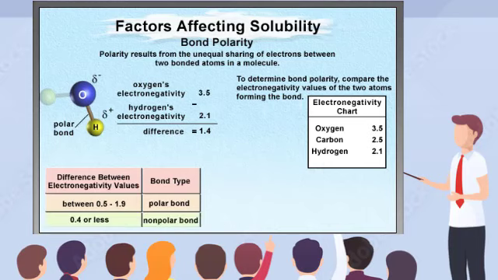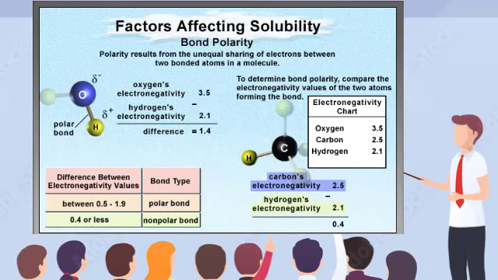If the difference between electronegativity values is 0.4 or less, as occurs in a bond between a hydrogen atom and a carbon atom, then the bond is nonpolar. In a nonpolar bond, electrons are shared fairly evenly. Therefore, the atoms within the bond do not develop charges.